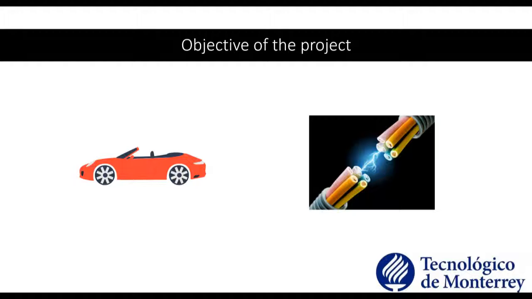Objective of the project: design and build an electric car that works based on an electrical energy storage device. To understand more, we need to define what is electrical energy. Electrical energy is the energy derived from electrical potential or kinetic energy.